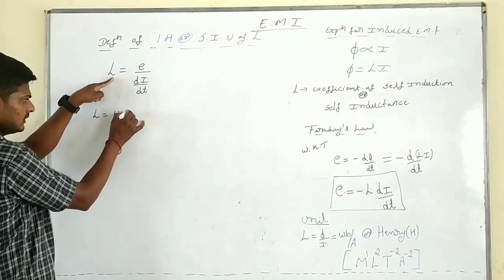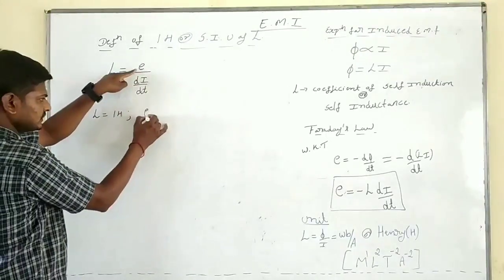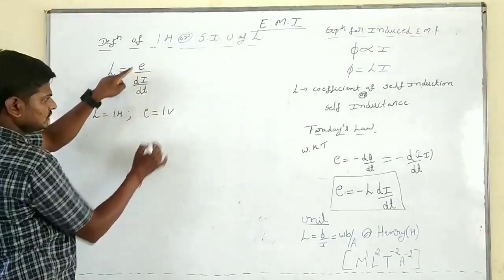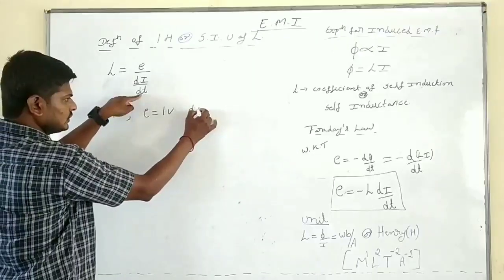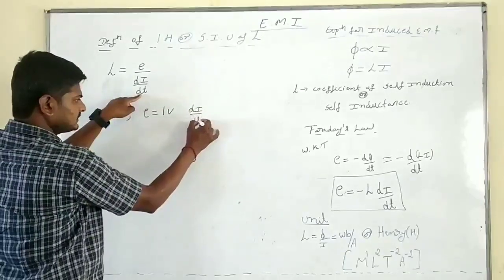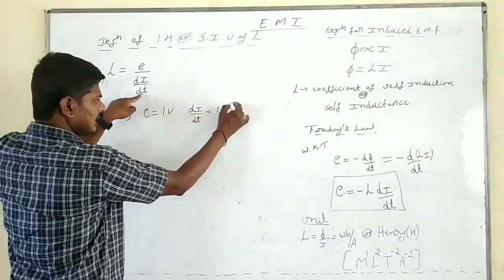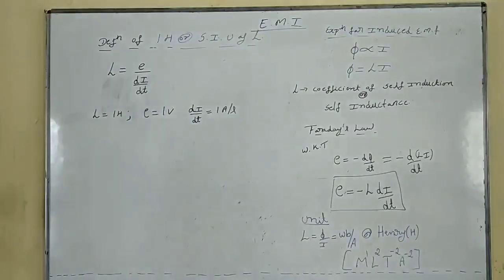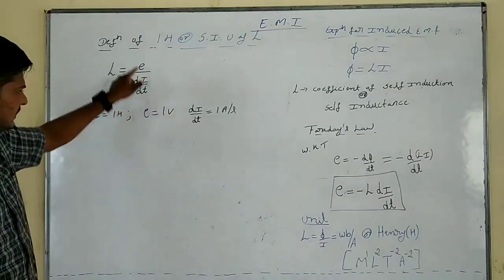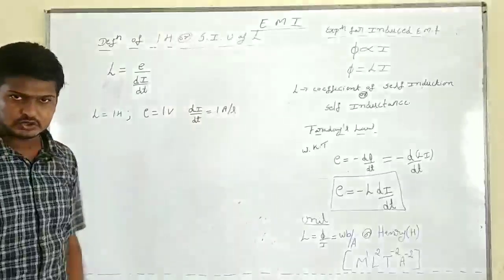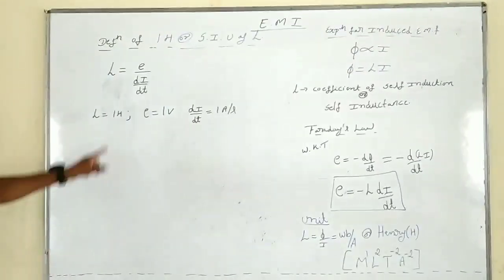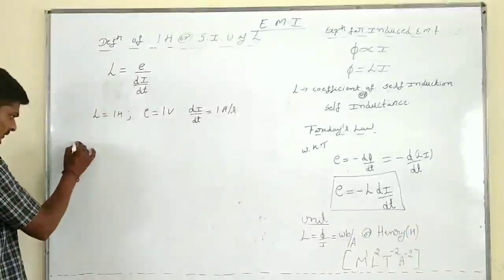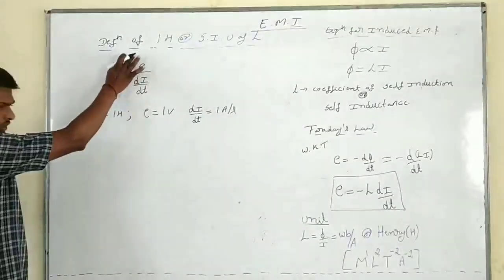When L is equal to 1, the induced EMF E is equal to 1 volt and dI by dt is equal to 1 ampere per second. L is equal to 1 Henry, E is equal to 1 volt, dI by dt is equal to 1 ampere per second. Now we can write the definition of 1 Henry.